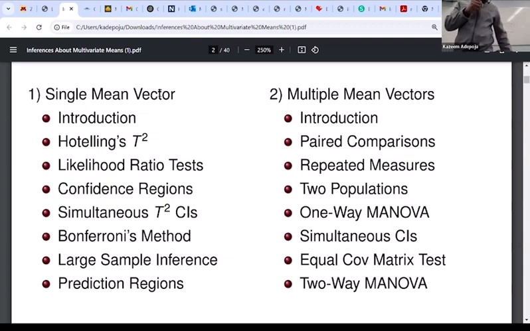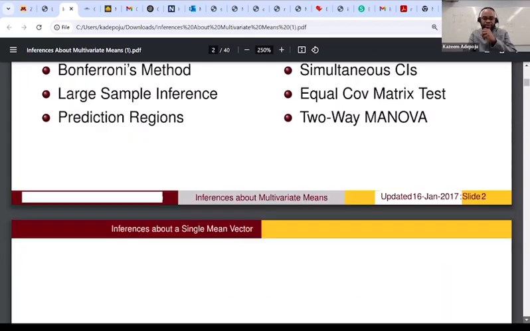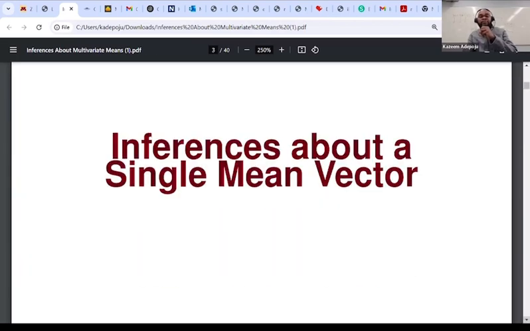In the single mean vector case, you're going to be introduced to Hotelling's T squared, the likelihood ratio test, the confidence region, and so on. I need you to pay attention. I want to start with inferences about a single mean vector.